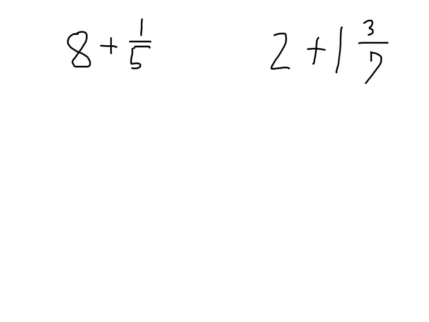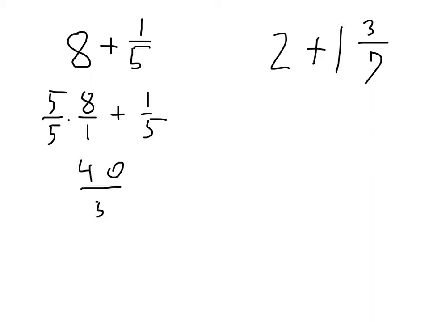First, we need to start by adding a 1 underneath the 8, since it is a whole number. Next, we will need to get the denominator the same number as 1 over 5, so we will multiply 5 by the numerator and the denominator. This should give you 40 over 5 plus 1 over 5. Now, since the denominators are the same, from that you should get 41 over 5.